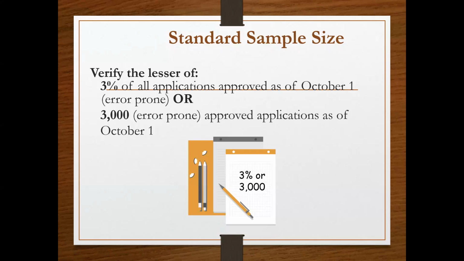But again, standard sample size looks at the lesser of 3% of all applications approved as of October 1st, and we're looking at error prone, or 3,000. So 3% or 3,000, whichever one is the lower number.